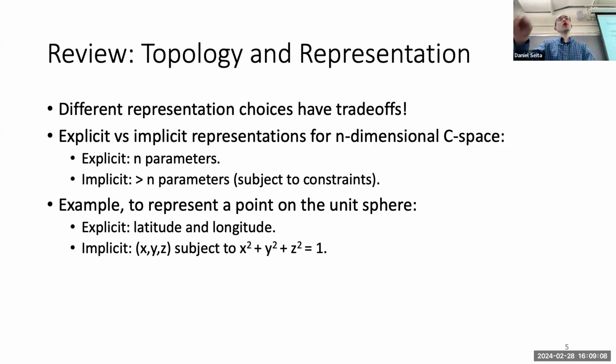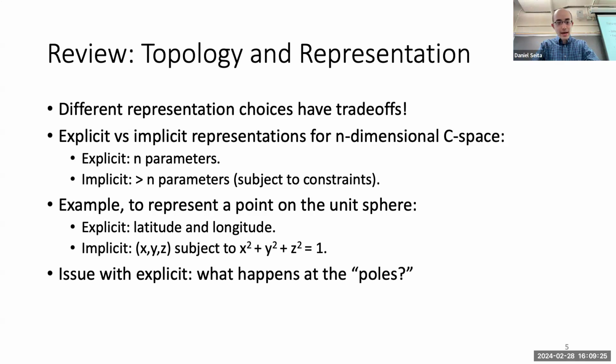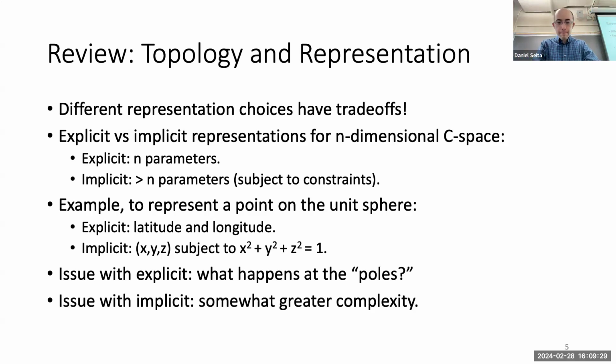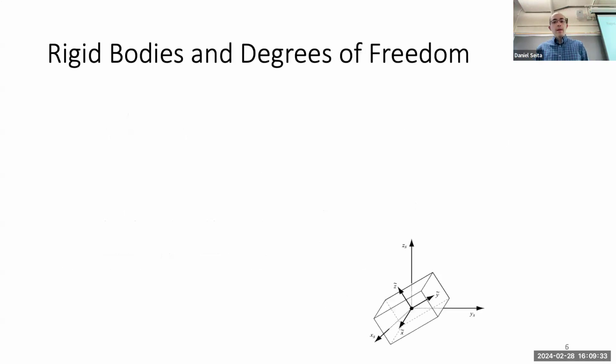Yeah, and today we're also going to talk about another type of implicit representation, this time using matrices. For the obvious reason that if you use matrices, you can do matrix multiplication to simplify a lot of the algebra involved. Yeah, then we talked about what happens at the pole. All right. So rigid body.